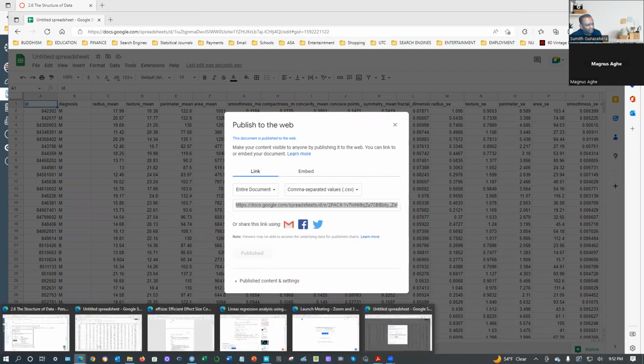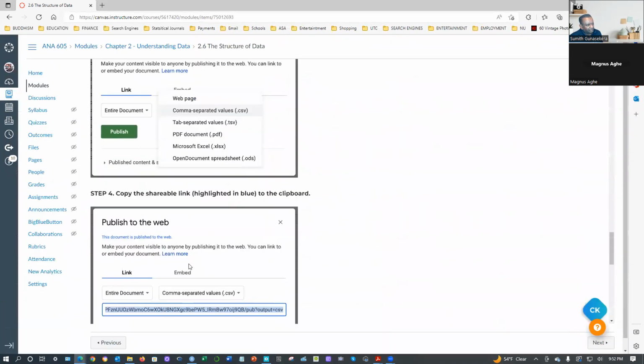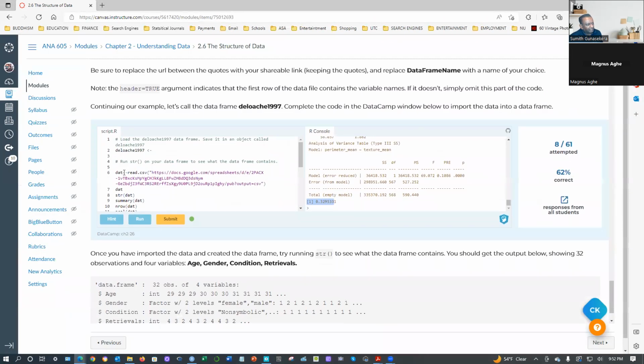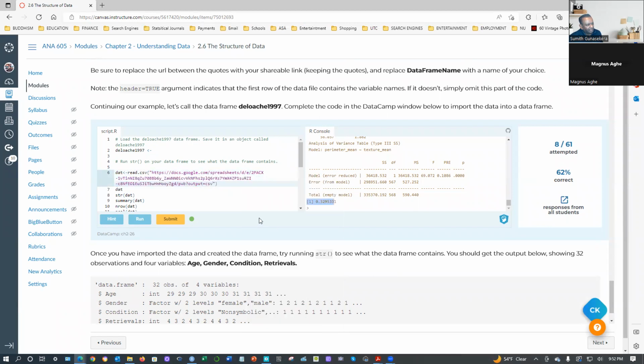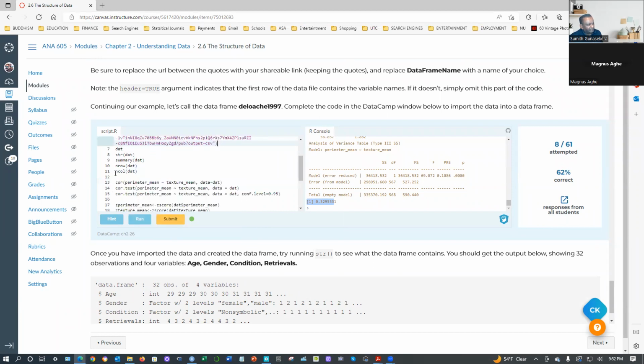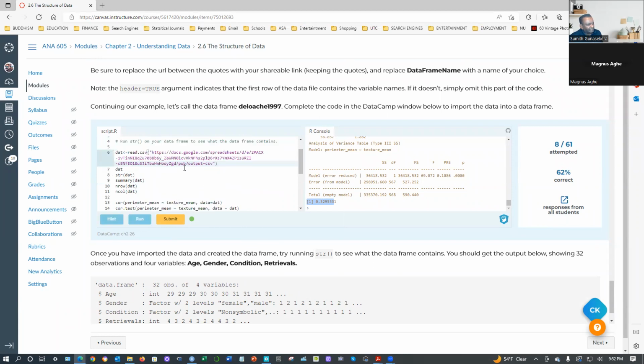Then come back to the sandbox. Come back to the sandbox, and then say whatever the name, read.csv. Within that one, you paste it. Within the double inverted commas or quotation marks, you just copy and paste. That's the way how you're gonna get the data into this one.